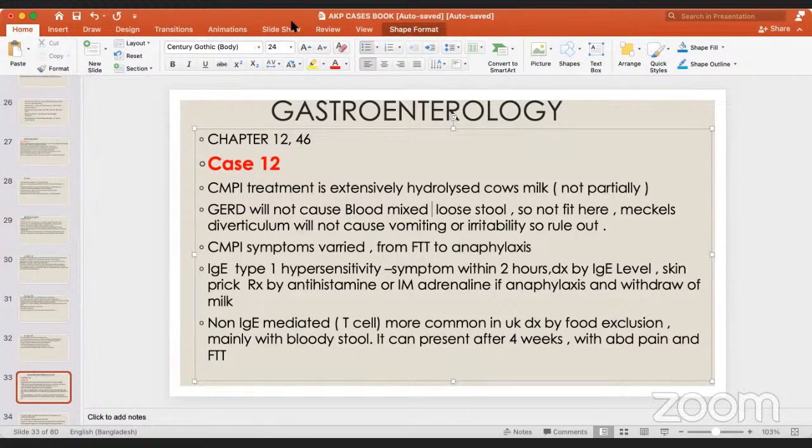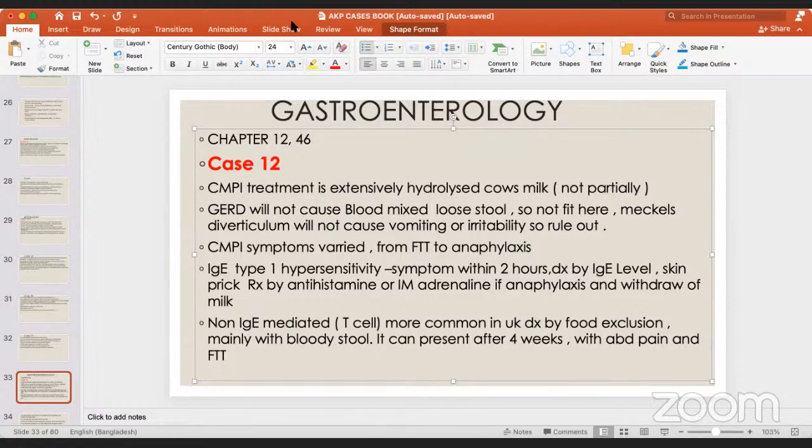Cow's milk protein allergy symptoms are very varied, from failure to thrive to anaphylaxis. And IgE type hypersensitivity, we know usually develops within a few hours of ingestion. Usually there are 2 types of reaction: one is immediate, another is delayed. Remember, IgE anaphylaxis can happen even after 24 hours. That is called delayed reaction.